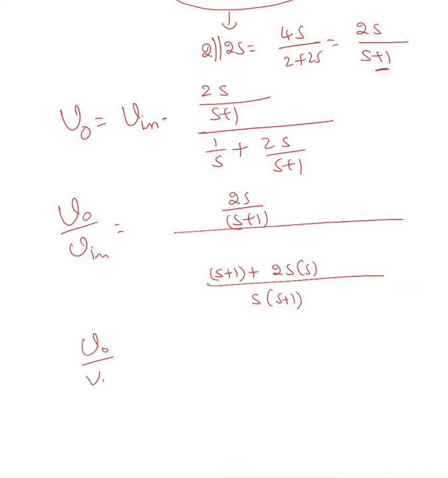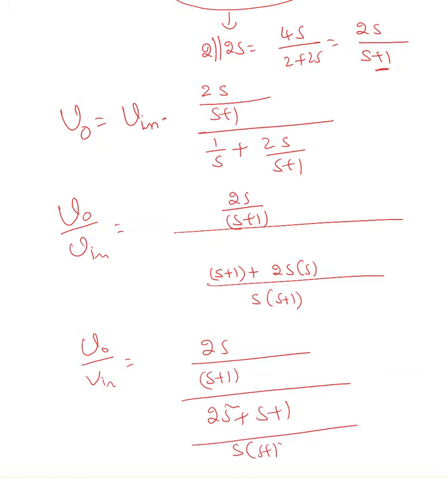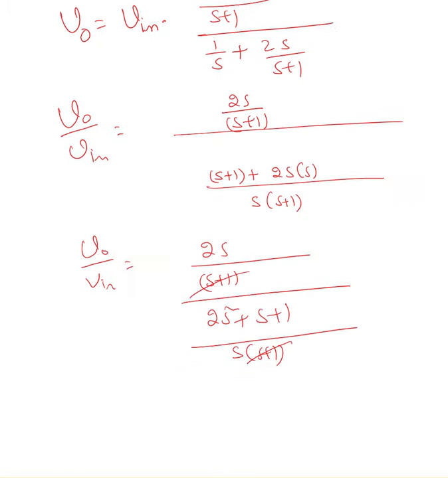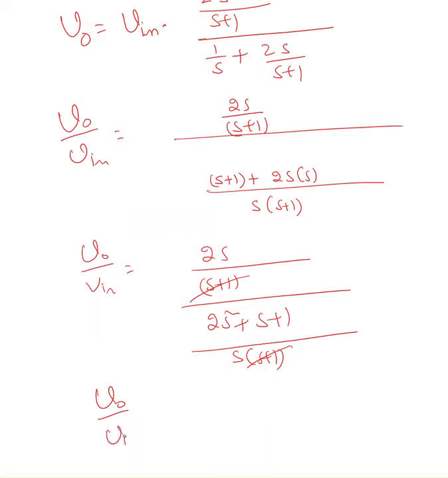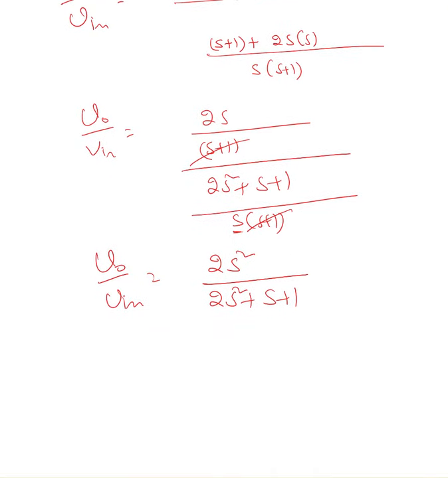Now V0 over V input equal to 2S over S plus 1, over 2S square plus S plus 1 times S plus 1. S plus 1 and S plus 1 get cancelled out. So V0 over V input equal to, now I have S in the denominator of the denominator. If I pull the S up, it's going to be 2S square over 2S square plus S plus 1.